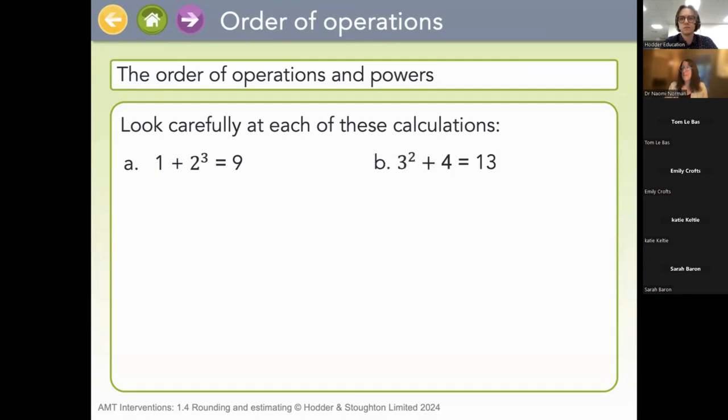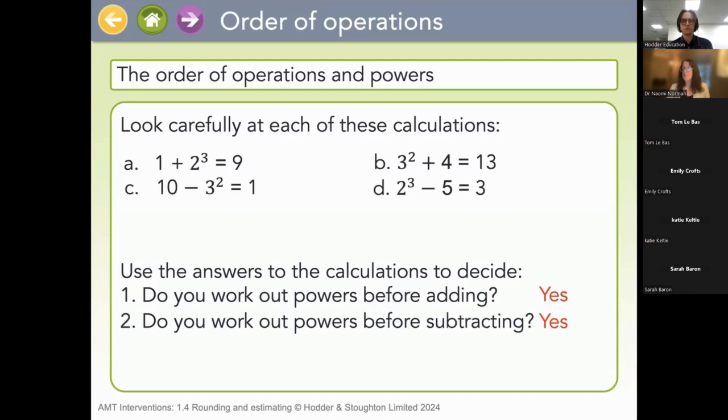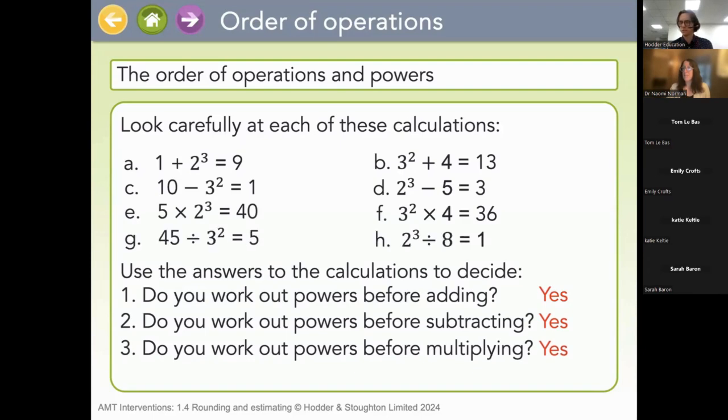Then for question B, a similar question appears in the slide notes. Do you think the 3 squared is worked out first and then the 4 is added? Or is 3 add 4 worked out and then all squared? And then students have to decide on the order of the operations for themselves. And the same for subtraction and powers, and for multiplication and powers, and for division and powers.